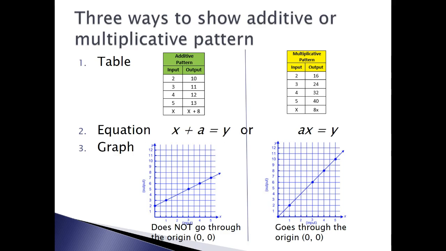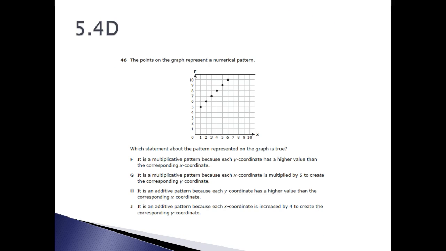So if it does not go through the origin, it would be an additive pattern. Of course, the origin is 0, 0. If it does go through the origin, it will be a multiplicative pattern. Here's an item on the STAR test. Notice the kids could immediately scratch off F and G because this graph is not going through the origin, so F and G could not possibly be the correct answer.